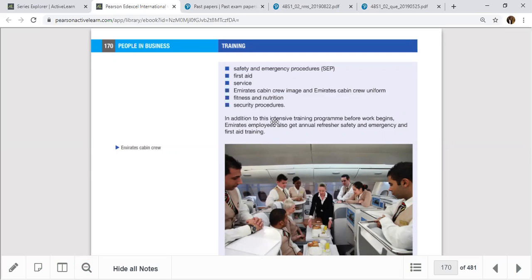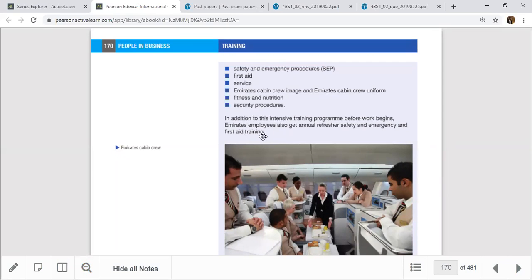So these are the main things it covers: security procedures, fitness and nutrition, everything you have to give, because cabin crew members should be outgoing personalities. They are very fit and healthy, young and good looking. You have to maintain that when you want to work there for a long time. So that's the quality of the cabin crew members, security procedures, everything.